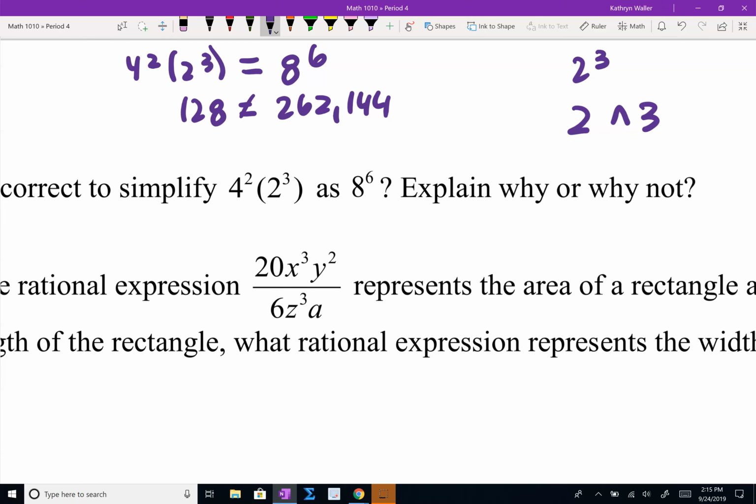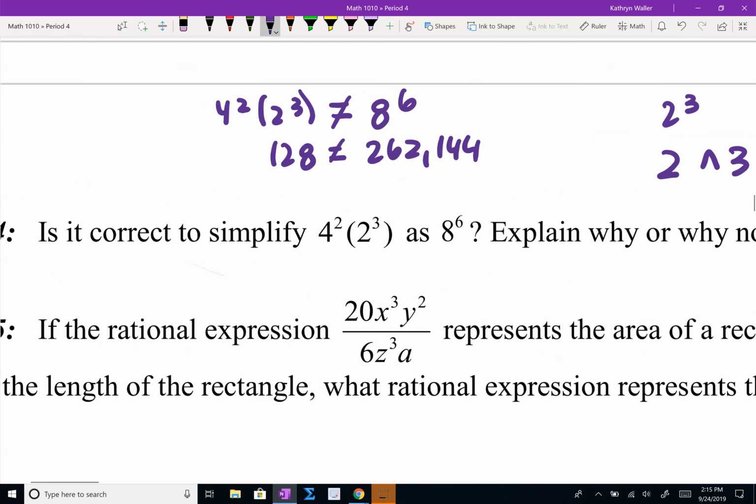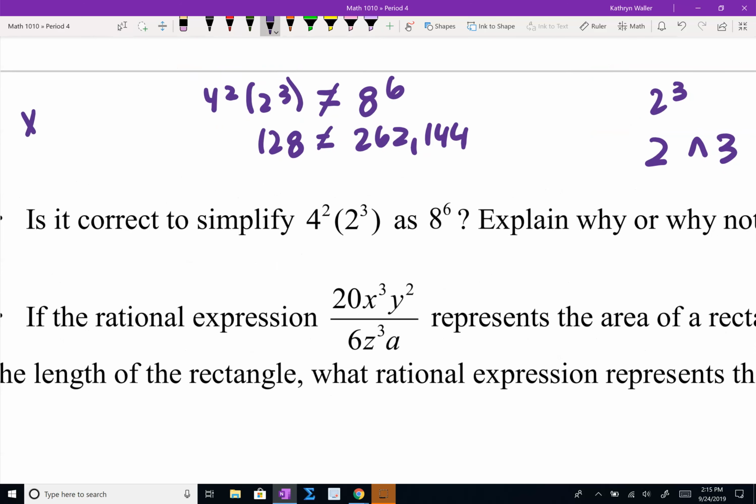They're not equal to, right? So now you go not equal to. Is it correct? Why or why not? Well, guys, what about this? If I have x to the second times x to the third, would I ever write that as y to the fifth? Would I do that? No. What would it be equal to?